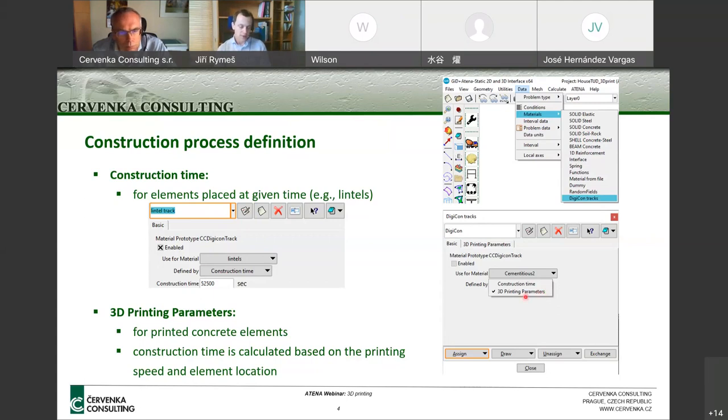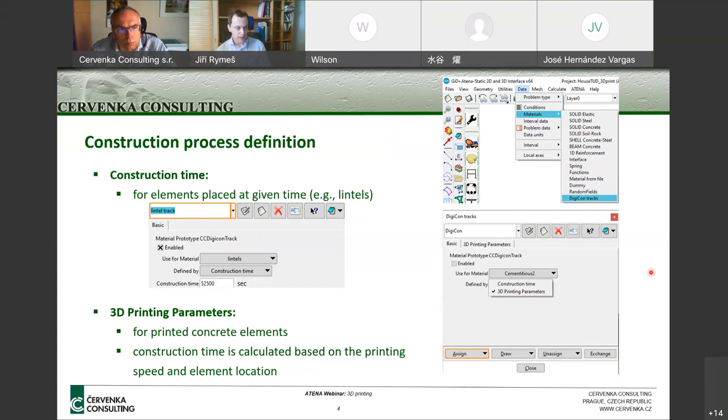If you know when some part of the structure is placed, once you choose the construction time, this is useful. For example, if you print this kind of house-like structure which was built previously, and you have the lintels there, you know exactly when they will be placed.